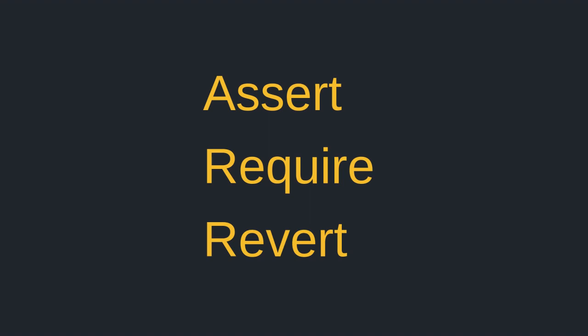Oftentimes, you want your function to fail when something is not right. In Solidity, there are 3 ways to throw an error, which would stop the further execution of the function being called. The 3 ways to throw an error are assert, require, and revert. In this video, we're going to go over how to use each of them and see how they are different from the other ones.